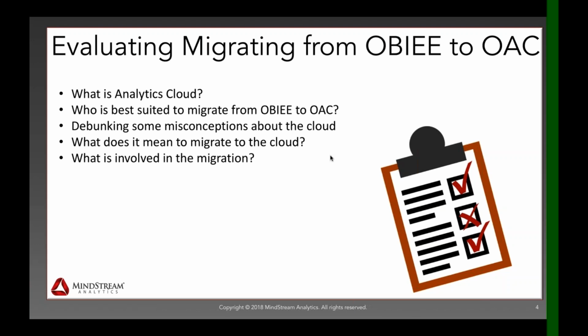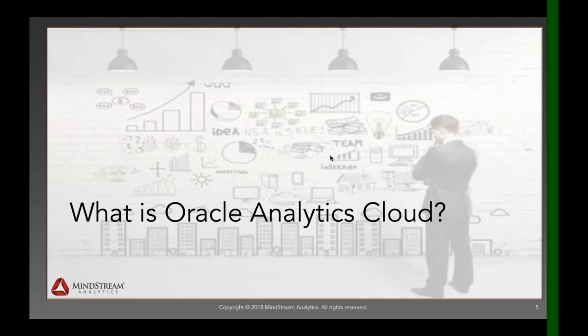I'll start with introducing Analytics Cloud for any of you who aren't familiar with it or aren't up to speed with it, since it's evolved so much in the past year. Then I will talk about who's best suited to migrate from OBIEE to OAC. We'll debunk some common misconceptions or myths about the cloud and OAC specifically. And then, using all of that information, we'll talk about what it really means to migrate to the cloud. What does that really look like? What does it involve? That's where we'll wrap things up, with the specific discussion of how those migrations proceed.